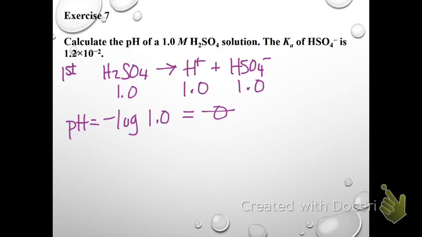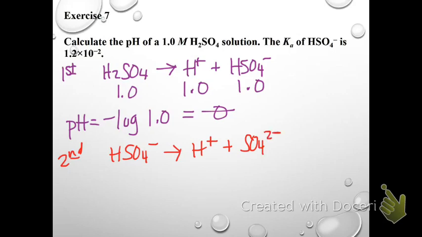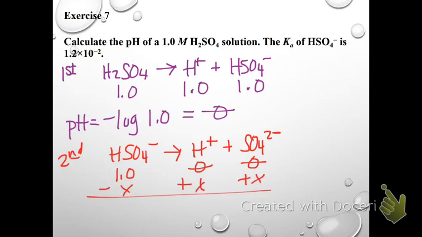Okay? So then let's do the second dissociation, which is going to be HSO4 minus going to H plus and SO4 2 minus. Okay? So this is 1.0, right? And this initially is 0 and 0. So then we'll do minus X, plus X, and plus X. So then we have 1.0 minus X, X, and X.